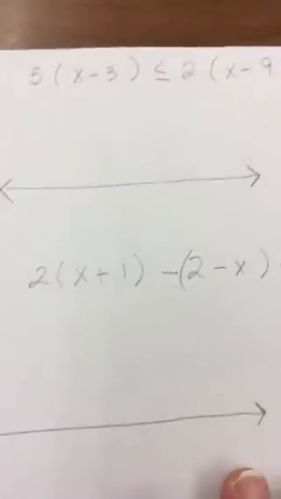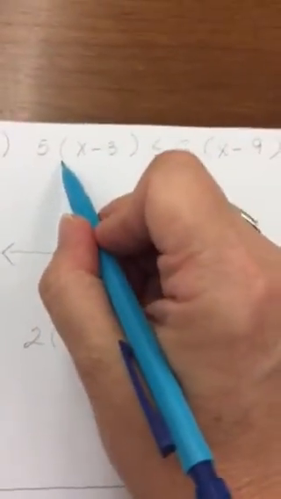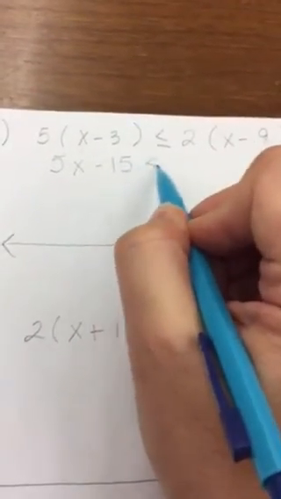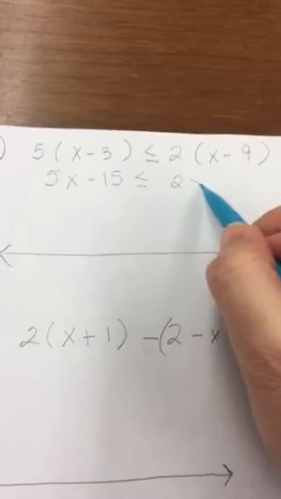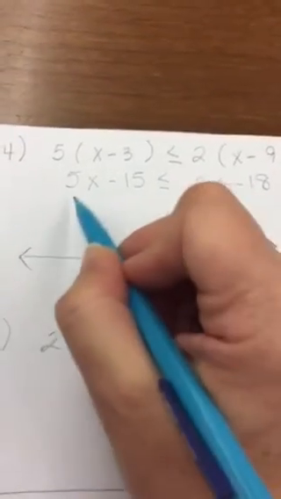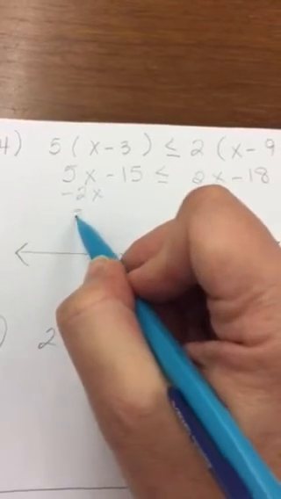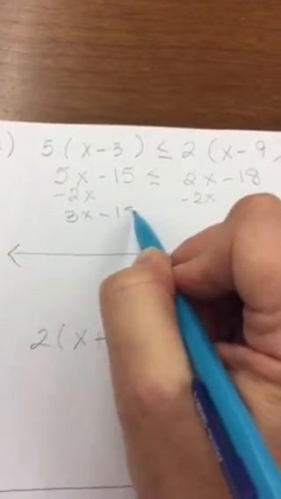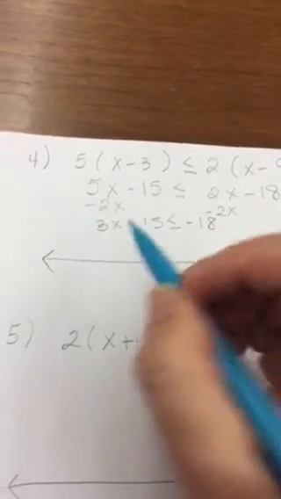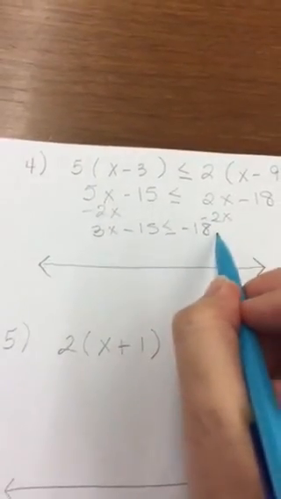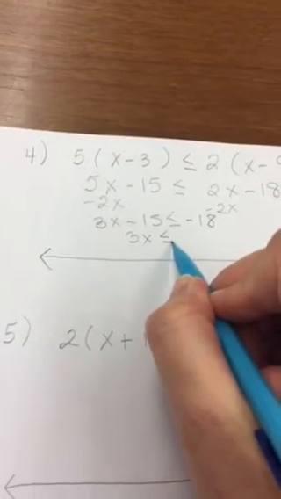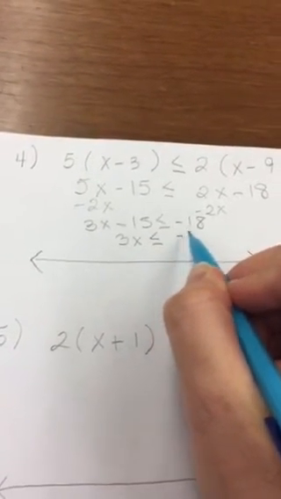All right, our next example. Again, I'm going to distribute. So I'm going to get 5x minus 15 less than or equal to 2x minus 18. And I'll subtract 2x, trying to isolate my variable. And I've got a 3x minus 15 less than or equal to a negative 18. And I'm going to add the 15 to the other side. So I'm going to have 3x is less than or equal to negative 3.